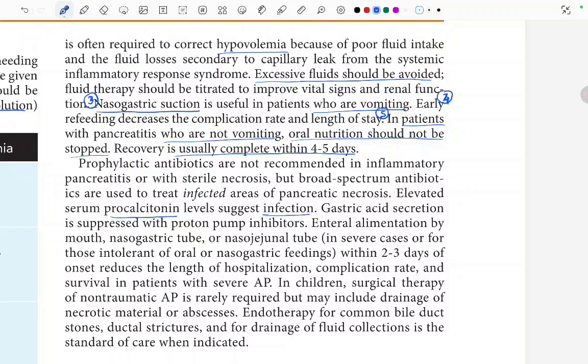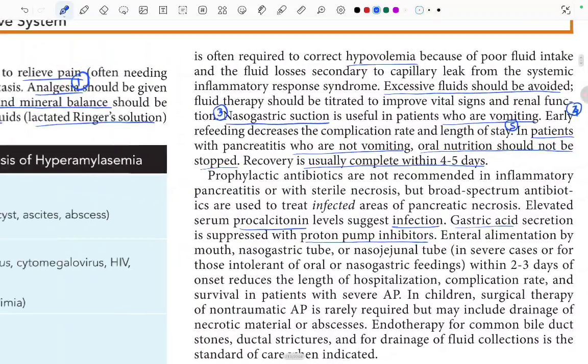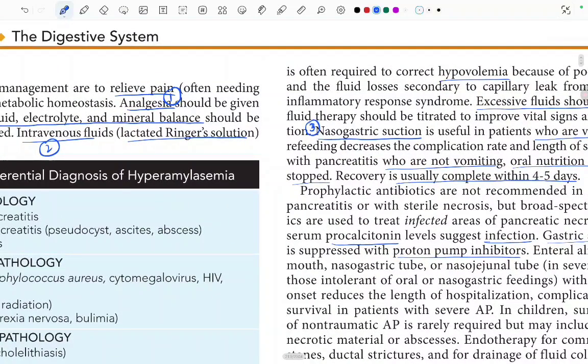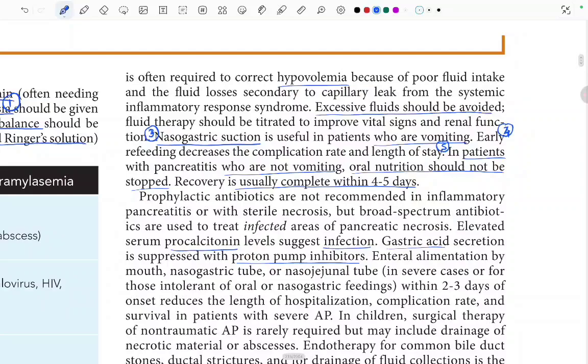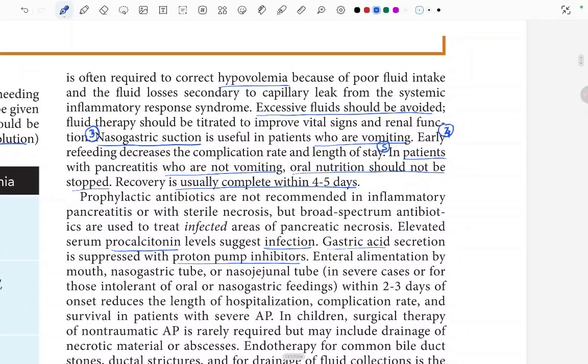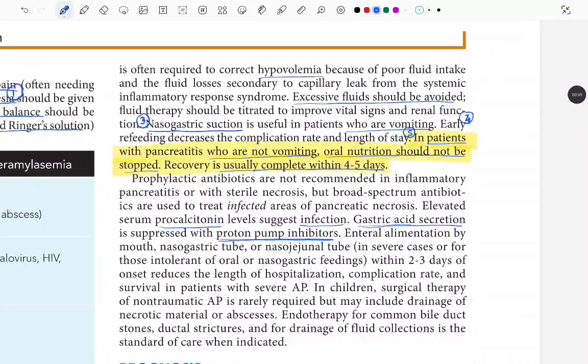Gastric acid secretion is suppressed with the proton pump inhibitors. Enteral alimentation by the mouth, nasogastric tube or the nasojejunal tube within 2 to 3 days of the onset reduces the length of hospitalization. What we are reading is how to manage acute pancreatitis. We gave analgesia, we gave IV fluids, we did nasogastric suction in patients who are vomiting. Prophylactic antibiotics are usually not preferred.